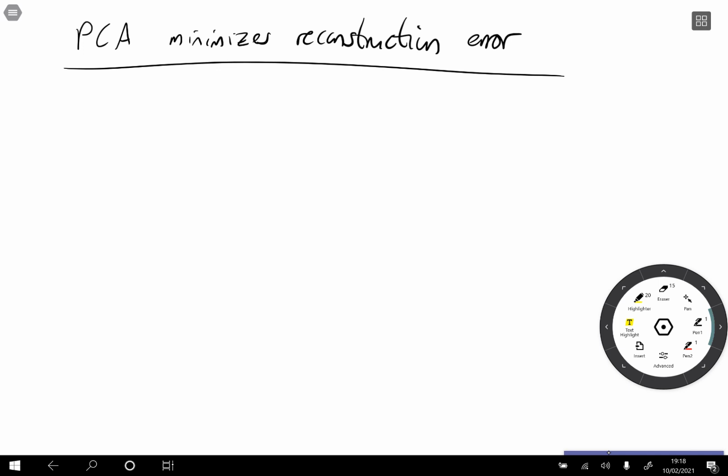Okay, so in this video we're going to think about an alternative viewpoint on principal component analysis. And we're going to think about it as a method that compresses a matrix in such a way as to minimize the reconstruction error of that compression.